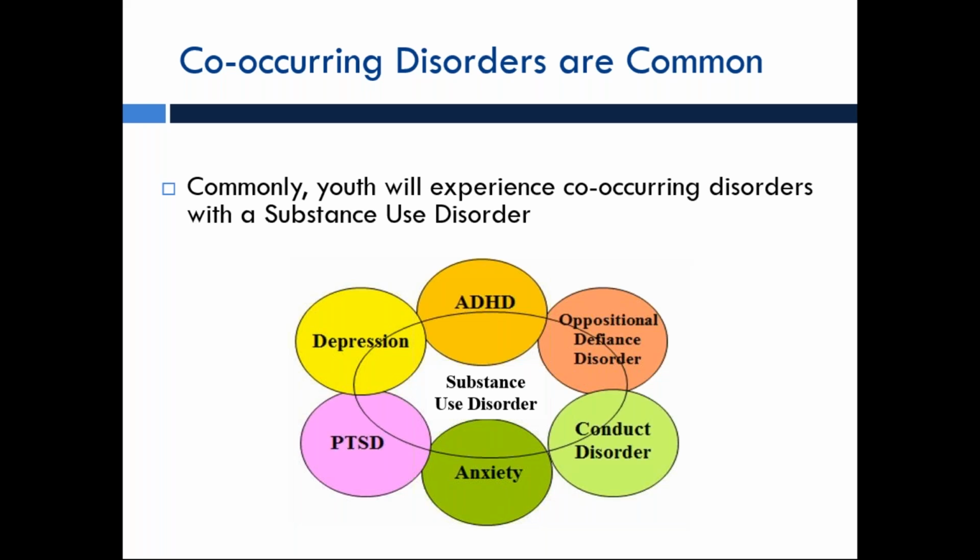Whereas the field has made some progress in getting treatment for youth that have both a substance use disorder and a co-occurring disorder, it is probably the case that still many youth with a substance use disorder do not get adequate treatment for their co-occurring problem. And it's probably also the case that many with a mental disorder do not get treatment for a possible underlying substance use problem.